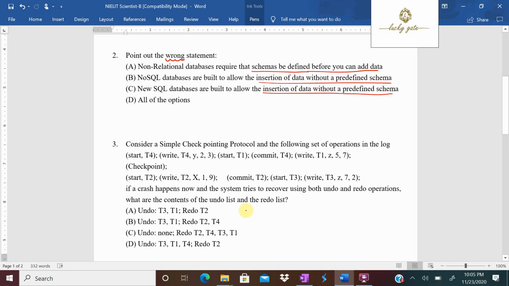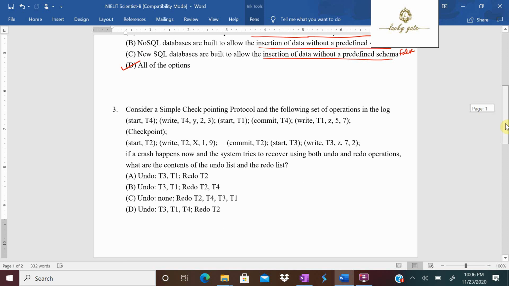What is the common thing you observe? Without a predefined schema, is it possible to insert tuples? Is it possible to represent a database? No. So all are false statements. This is false, and even the third statement is also false. So the answer for this question is option D.